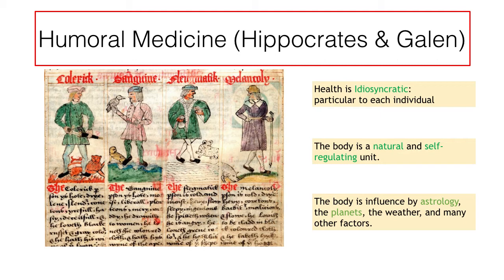The Hippocratic or Galenic approach taught that the body was a self-regulating unit, that it was part of nature. Health was idiosyncratic. In other words, health was different in each individual patient, and this health was mapped onto a very complex system called the humoral medical system.